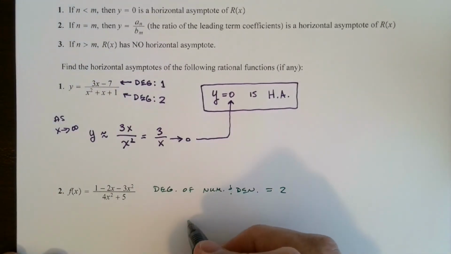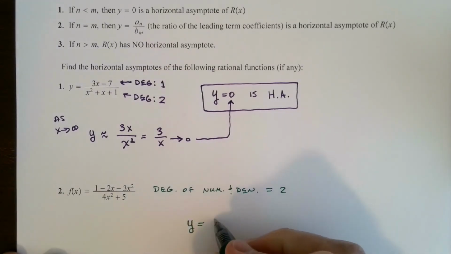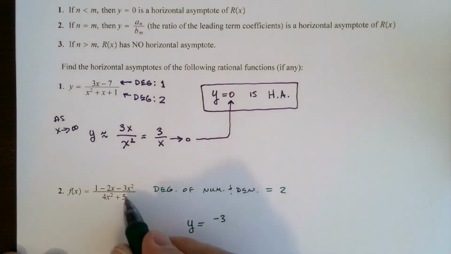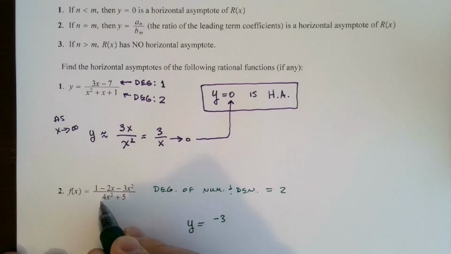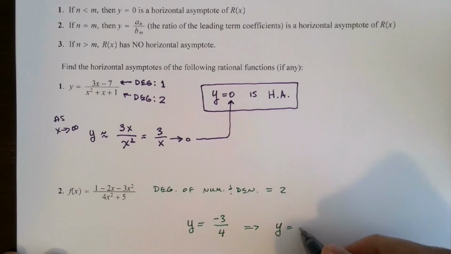So what are the leading term coefficients here? Up top I have what? -3. Right? Because it's minus 3x squared, or plus a -3x squared. That's the highest degree term. Highest degree term here, so 4 is the leading term coefficient there. And so I get y equals negative divided by positive, is -3/4. That is the horizontal asymptote.